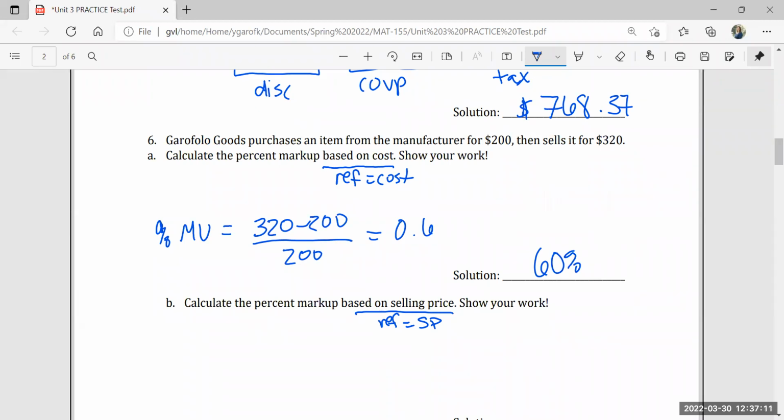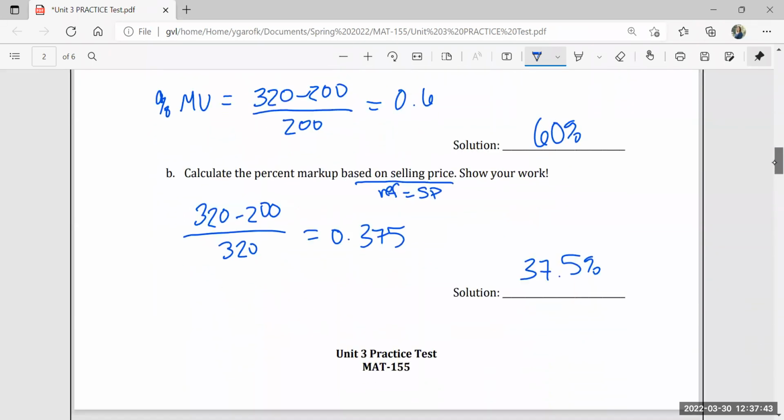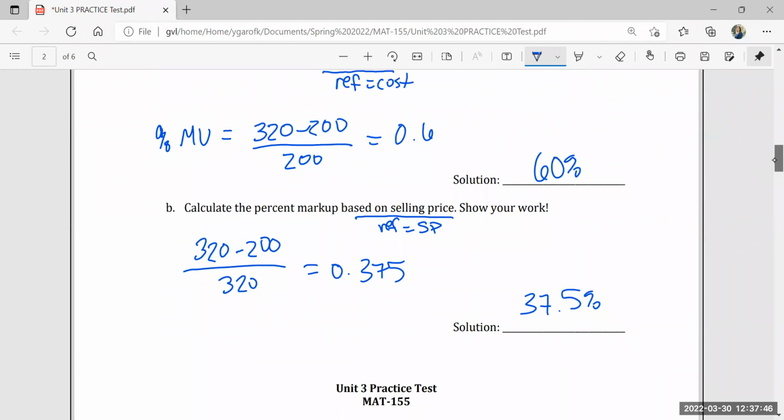Okay. We do the exact same thing for the next one. We still have the difference on top, so 320 minus that 200. But now we're basing it on selling price. So our reference here is now 320 instead of that 200. That is going to be 0.375 or 37.5%. Remember that the percent based on selling price, as long as you're not selling it at a loss, is going to be smaller than your percent markup based on cost, because you're going to have a larger denominator, excuse me.